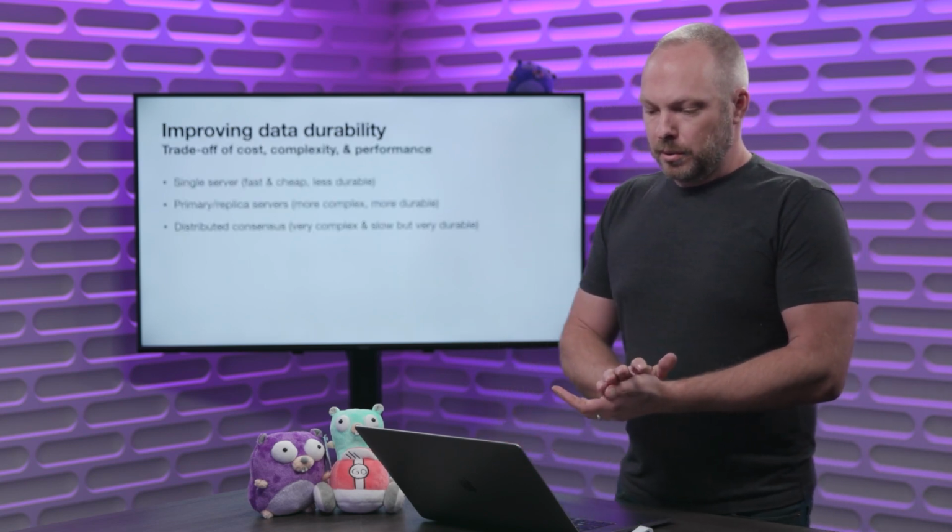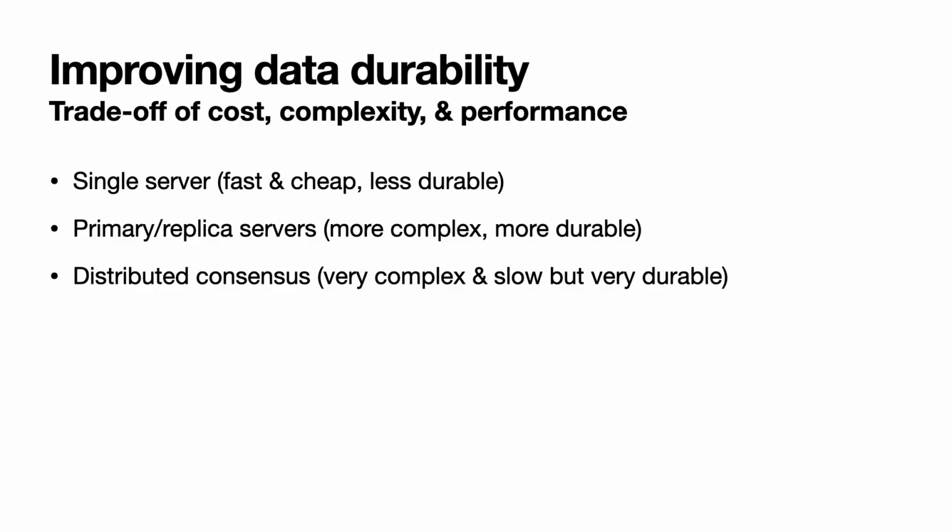So when we're talking about data durability beyond just a single disk, we start talking about one or more servers. Obviously, a single server is going to be your fastest, cheapest option, but it's less durable. You have options for doing a primary-replica setup, where we stream changes from a primary down to a replica. This is obviously more complex. You have double the number of servers, so there's additional cost. And finally, it's more durable. You have 2 servers instead of 1.